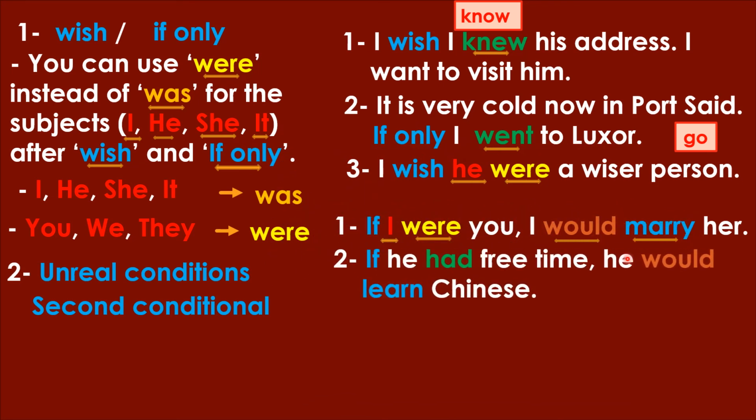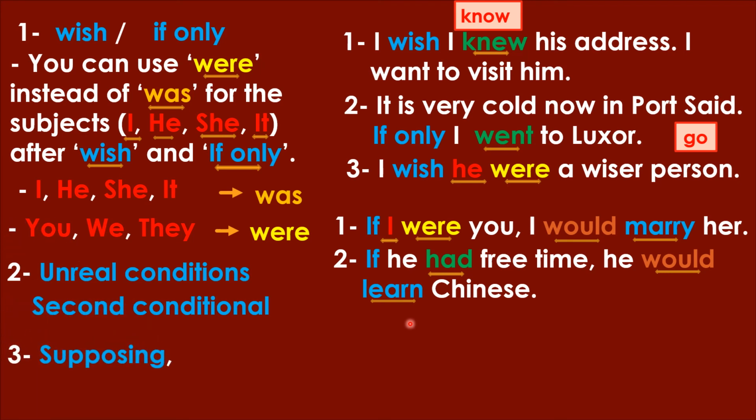Okay, so let's have a look at another example. If he had free time, he would learn Chinese. Again, we have here had. Had is the past form of the verb have. It's a lexical verb, okay? So if he had free time, this is the if clause, he would learn Chinese. And here we have the main clause, would and learn. Would and the infinitive.